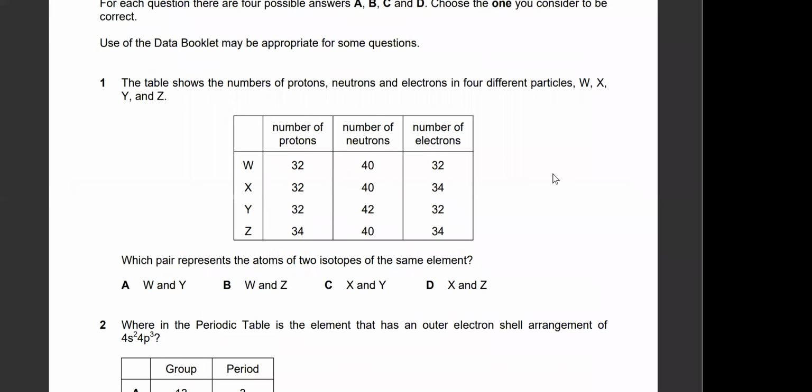The first one is: the table shows the number of protons, neutrons and electrons in four different particles. This is very easy, two isotopes. So which would be the two isotopes? Same number of protons, different number of neutrons, right? What's the answer? There's a bit of a trick to this, but what's the answer?